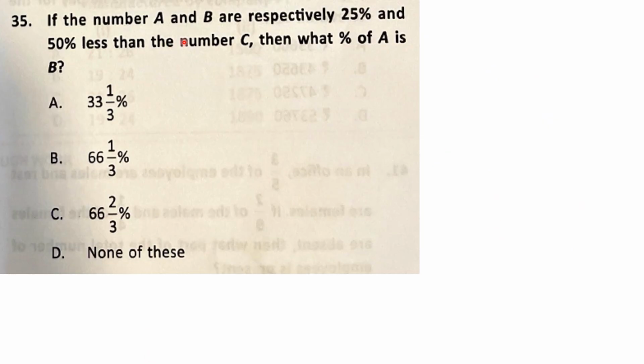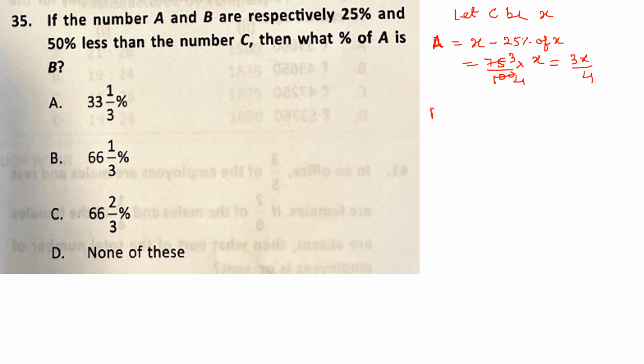Question number 35. If the numbers A and B are respectively 25% and 50% less than the number C, then what percent of A is B? So let the number C be x. A is given as 25% less than C. So it means x minus 25% of x. So this will give me 75 by 100 into x. And if I reduce it, 25 times 3, 25 times 4, this will be 3x by 4. So my A value is 3x by 4.